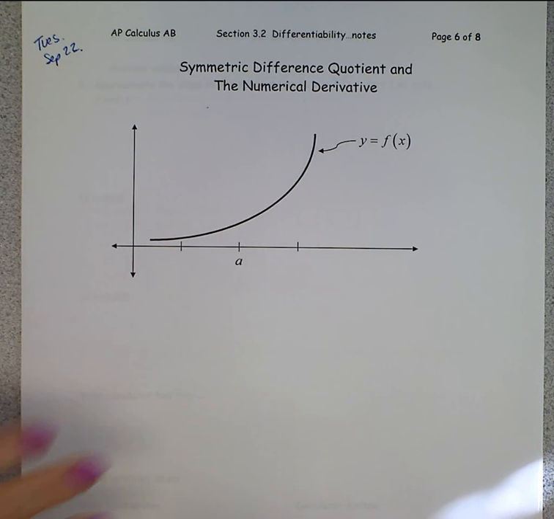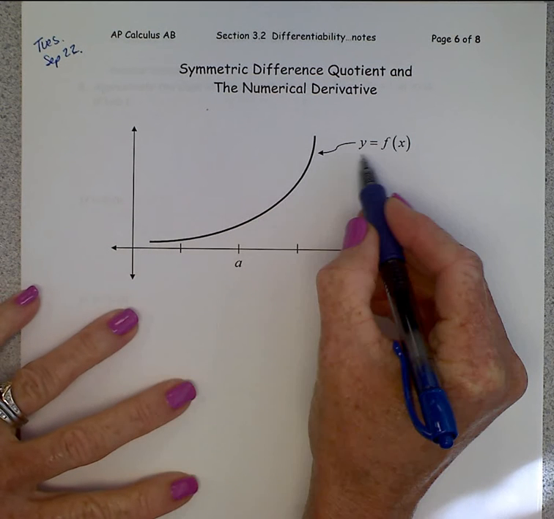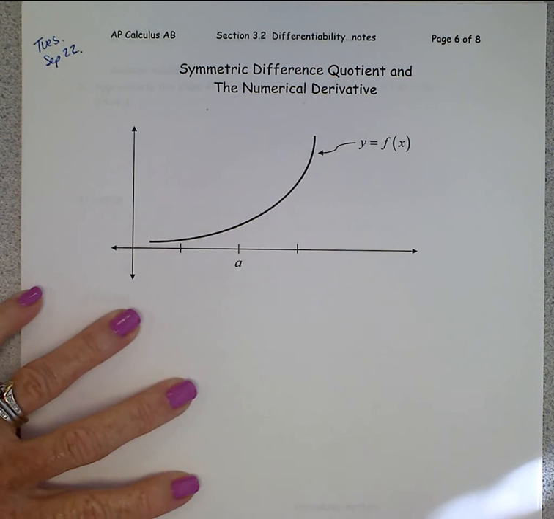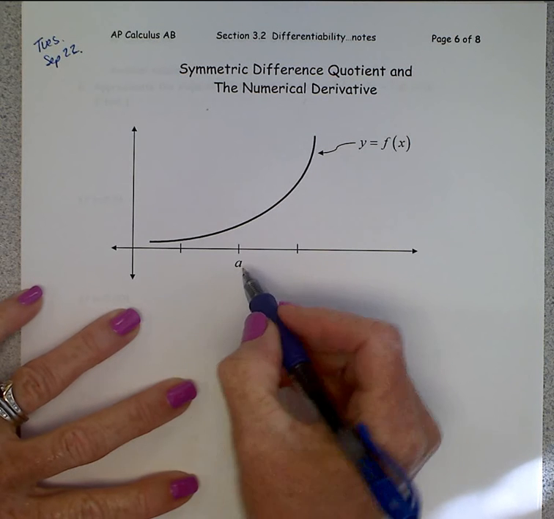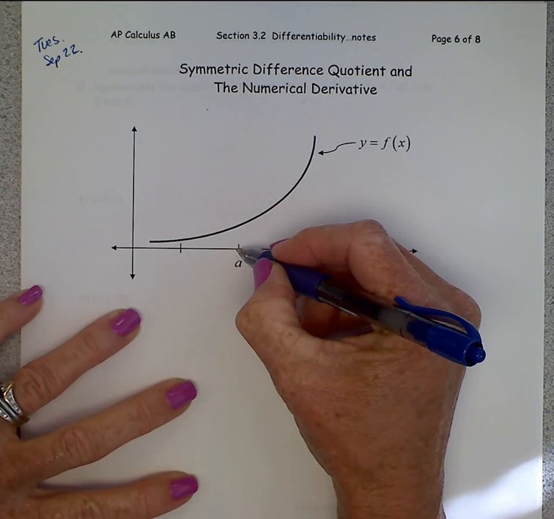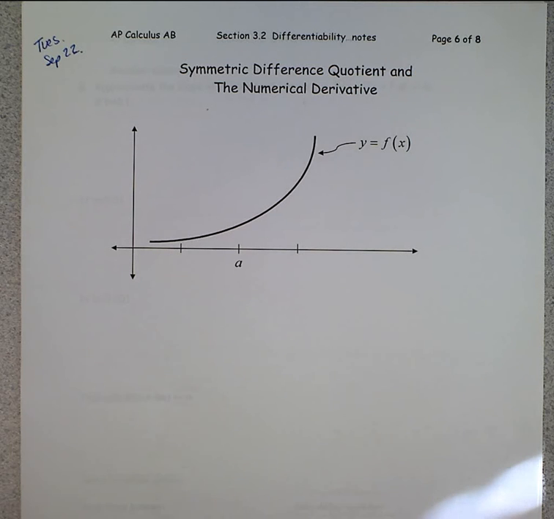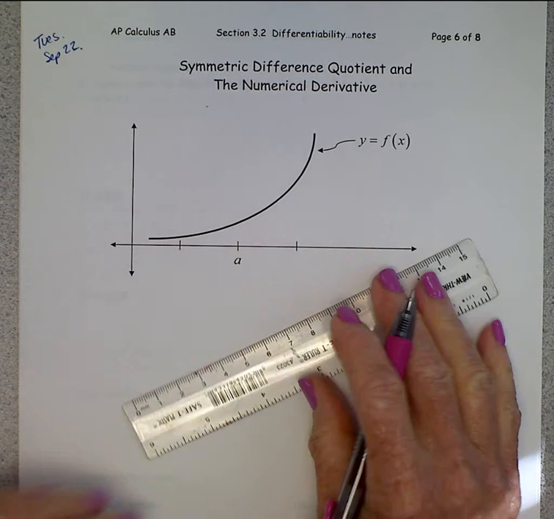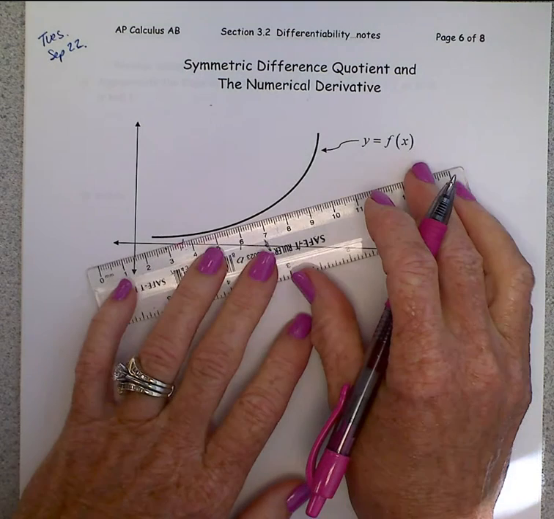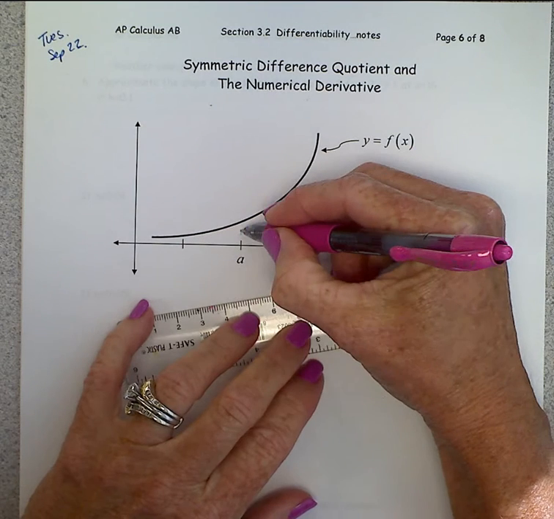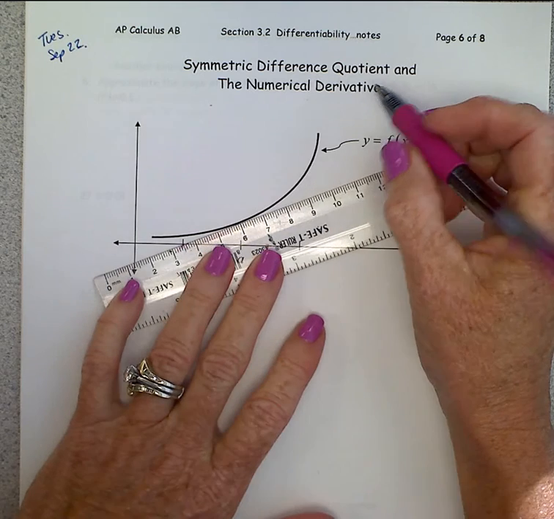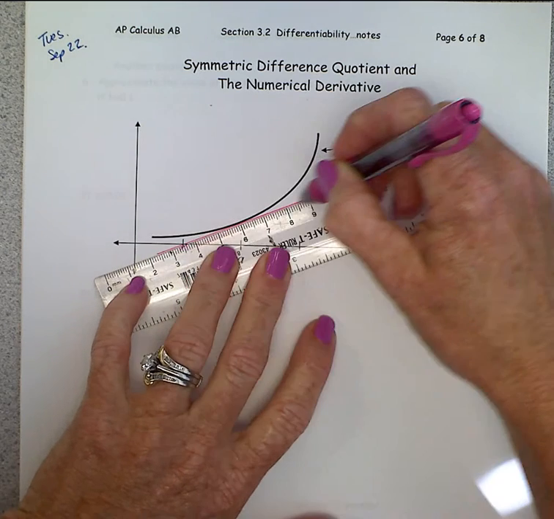All right. We have the same kind of idea going on. We have some function y equals f of x, and we've got some spot A, and we are interested again in talking about the slope of the tangent line at x equals A. And if you go ahead and draw that in, there's the tangent.